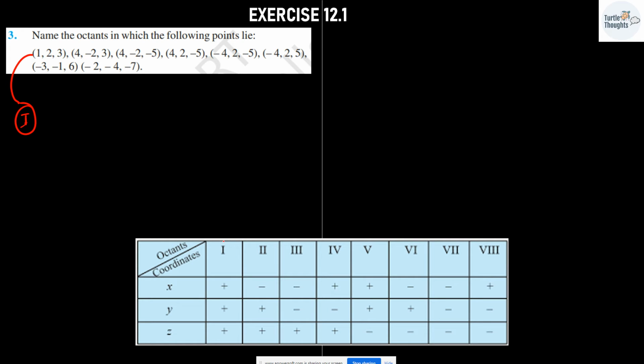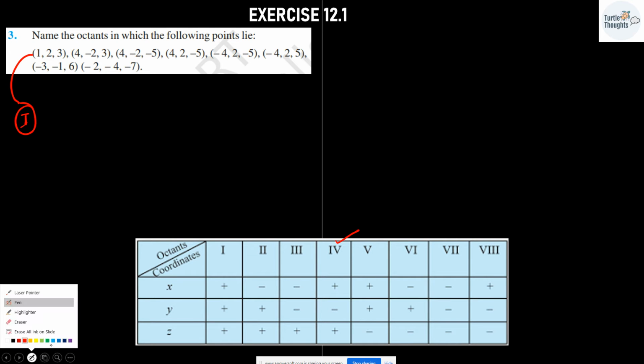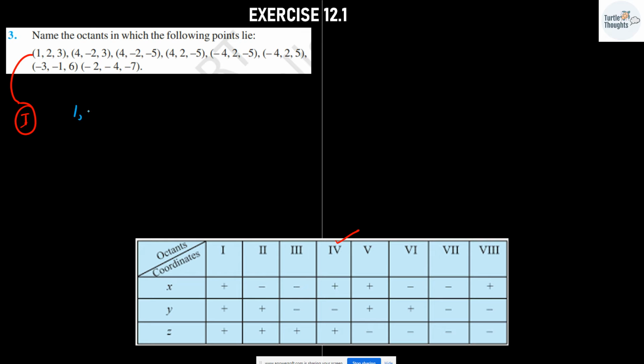The second one, 4 comma minus 2 comma 3, this is plus minus plus. Where do we have plus minus plus? It is going to be the fourth octant, right? I hope you are getting it. So I will be writing here 1 comma 2 comma 3, this is the first one, lying in the first octant. Similarly, the second one is 4 comma minus 2 comma 3. So it is positive, negative, positive. It is in the fourth octant.